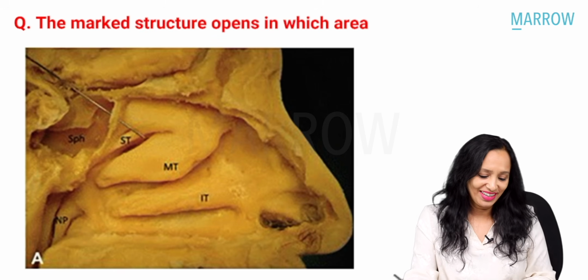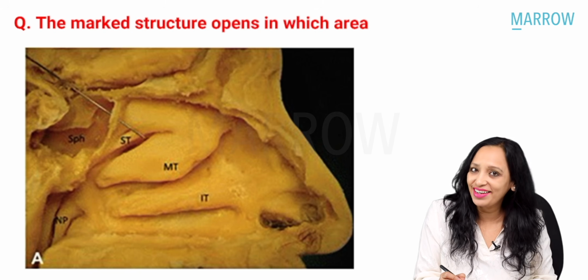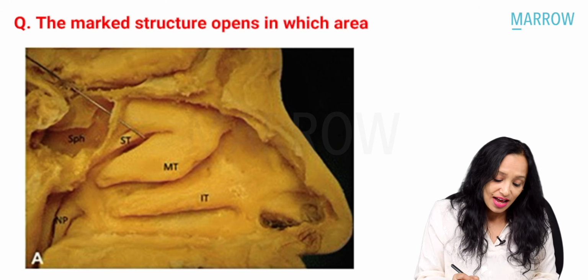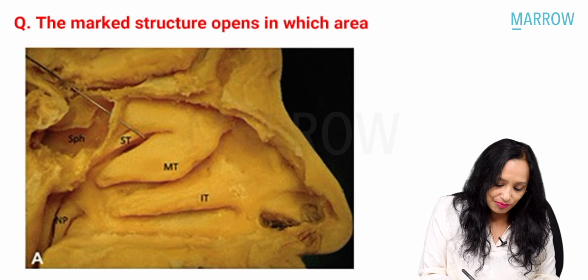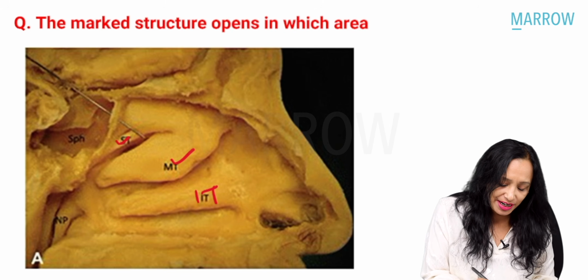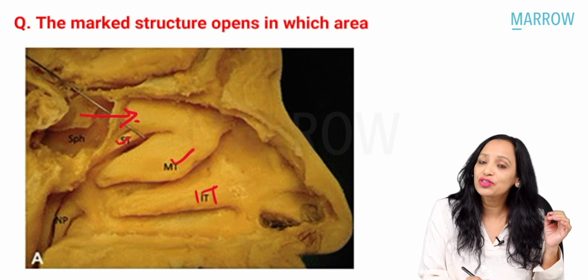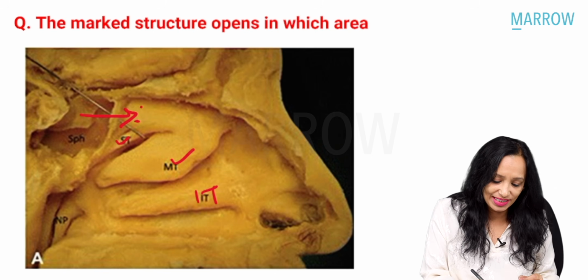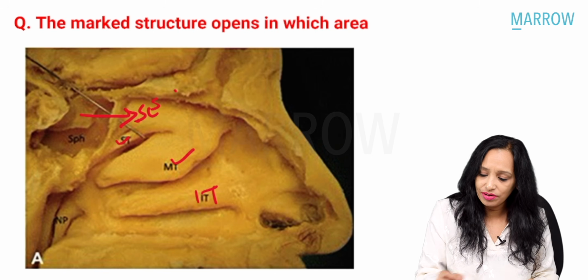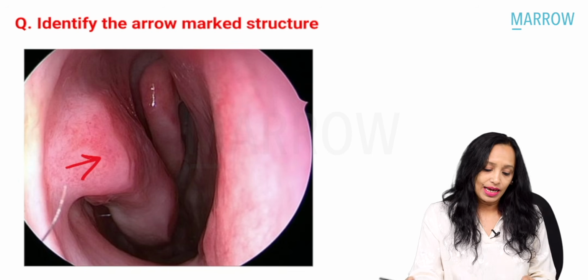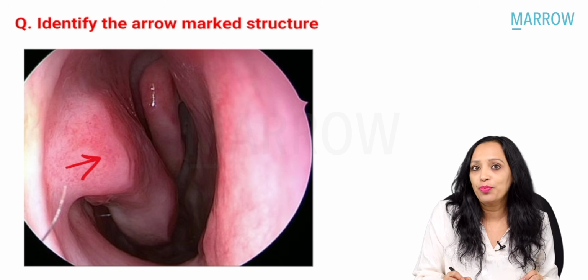So starting with the nose section, the first question: the marked structure opens in which area? Yes, that was a question this year. A spotter we have here. So we have the inferior turbinate, the middle turbinate, the superior turbinate, and what's the structure that has been marked? This is a sphenoid sinus opening above the superior turbinate in the sphenoethmoidal recess. Yes, so sphenoethmoidal recess.